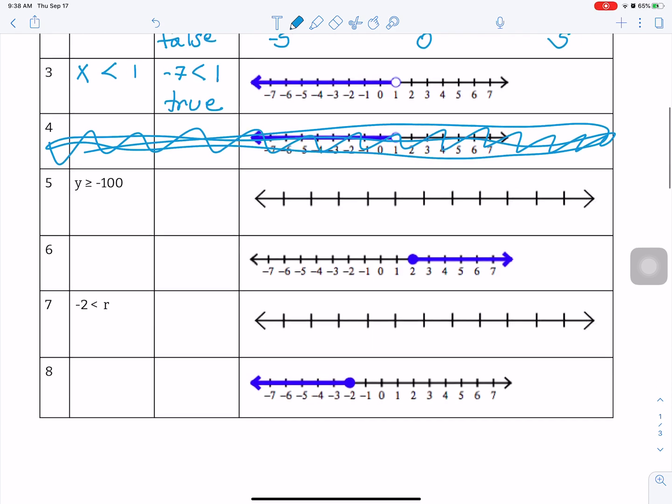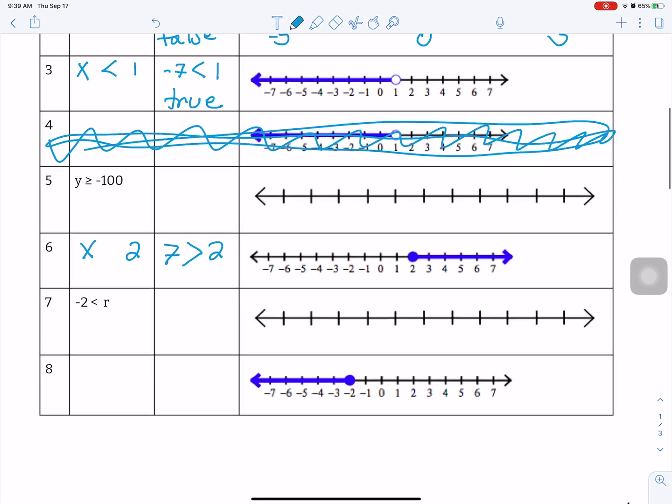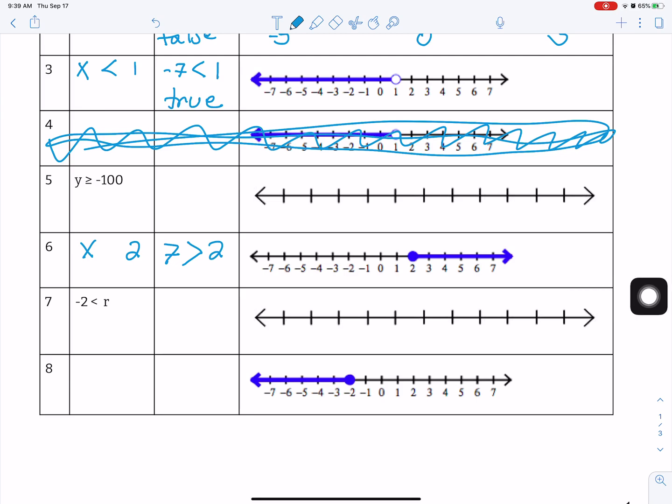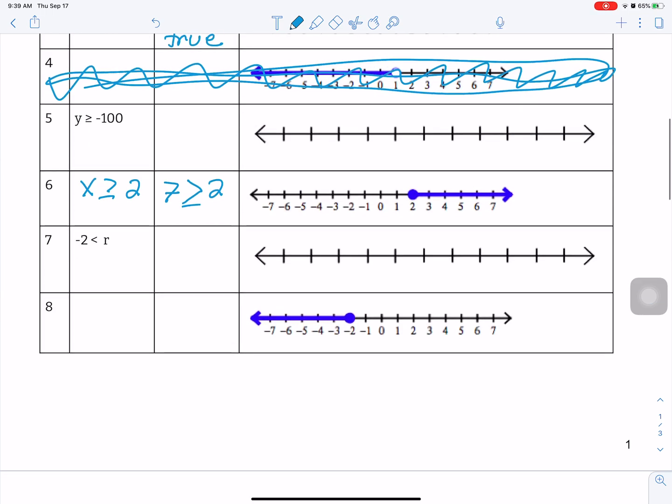So let's look at number 6. The rest of them you'll be able to check in the answer keys. So I know that I have an X and a 2. So let's just put in my 2, and then I'm going to put in my 7, because my 7 is just this end piece here. It's just an easier number for me to grab. And I want to figure out what sign I have to put in there to make that true. And it's that 7 is greater than 2. And then when I look, there's a solid piece in there. So when I put my sign over here, I want that equal to bar.